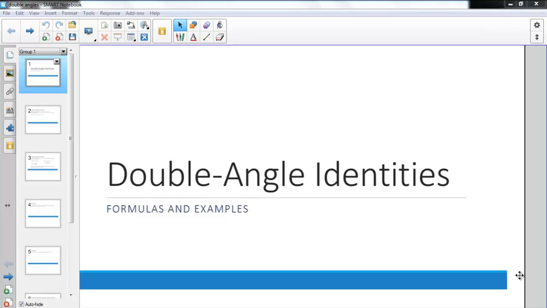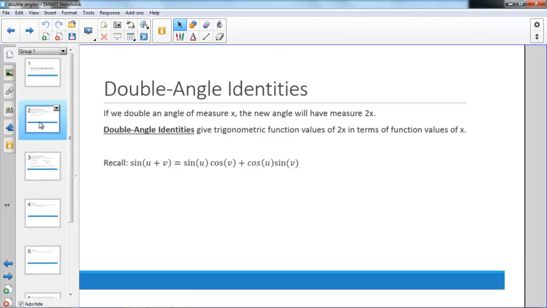In this video, we're going to talk about double angle identities. We're going to look at the three formulas and then some examples. If we double an angle of measure x, the new angle will have measure 2x.